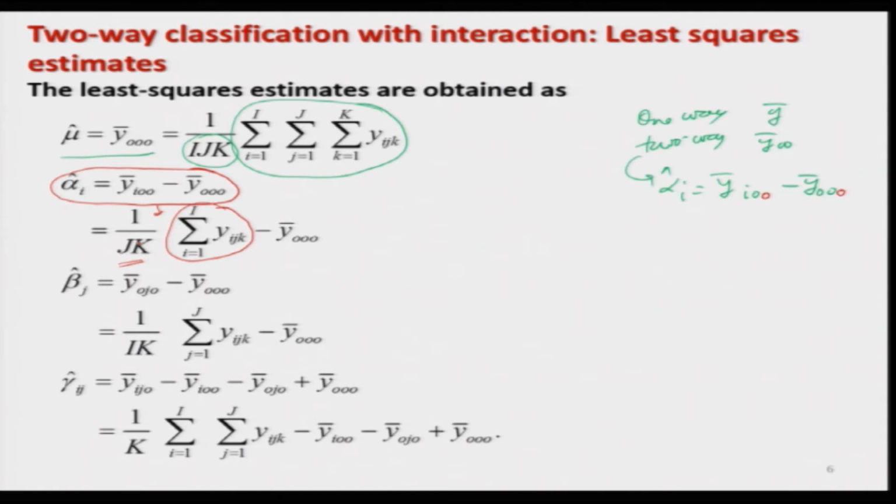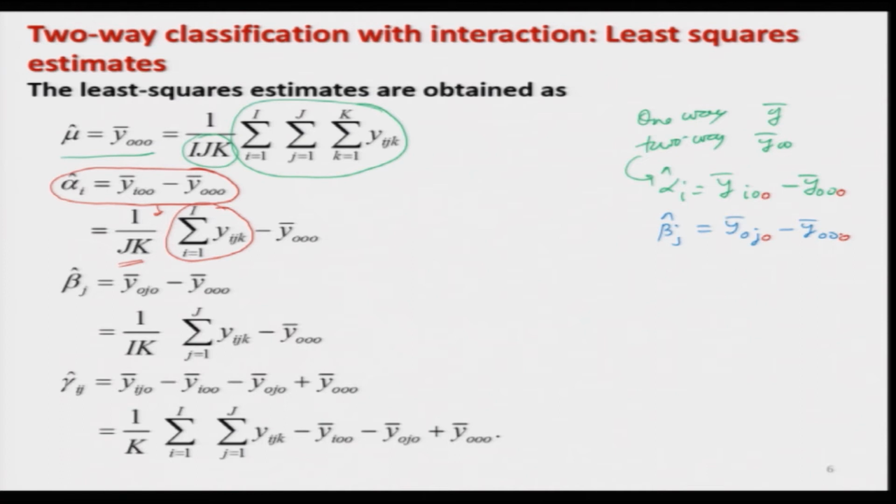Similarly, you had obtained the estimate of beta j in the case of two-way analysis of variance as y bar naught j minus y bar naught naught. Now, what are you going to do here? You are adding one more subscript. So, beta hat j will become y bar naught j naught, and this y bar will be replaced by y bar triple naught, like this.